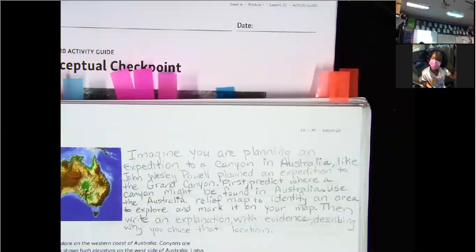Mark where you think the canyon is. Explain why you chose this spot. Wherever you think it is. Why you chose this spot. Remember, guys, pages 69 and 70 are where you'll find your reasoning.